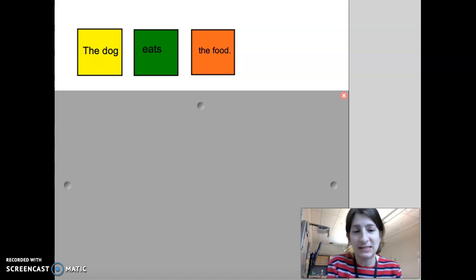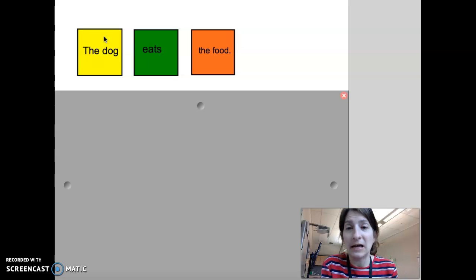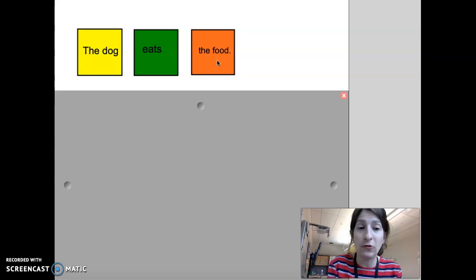If I'm going to say something that usually happens or something people do or an animal does, I can just use the regular present. I might need an S on the end of what it does, and I can say it like this. The dog, what does it do? Eats. What does it eat? The food. The dog eats the food. Si quiero decir lo que normalmente hace o lo que hace, el perro come la comida.